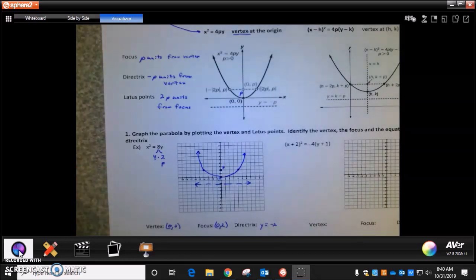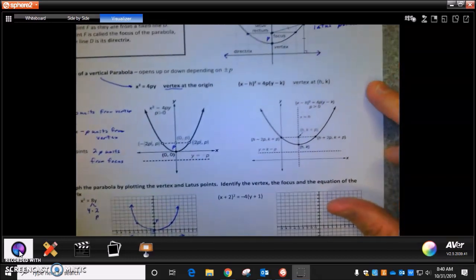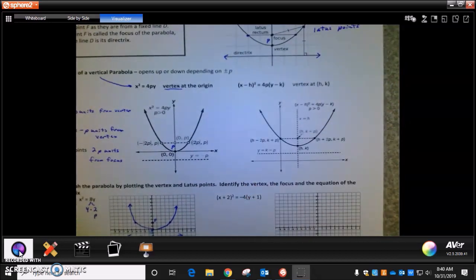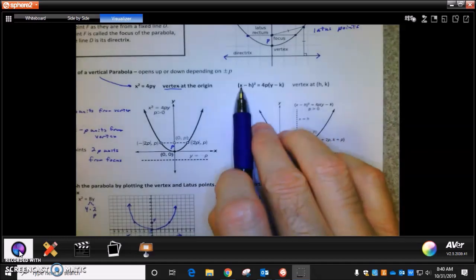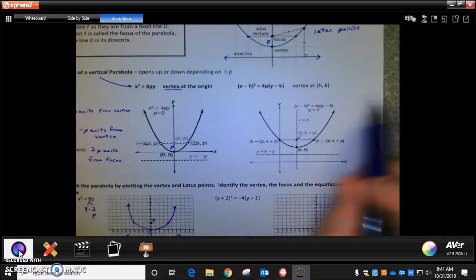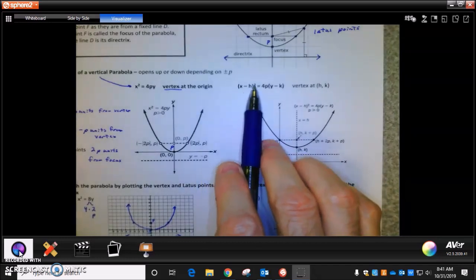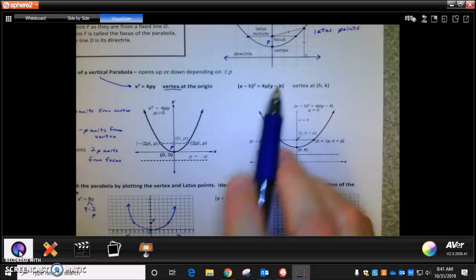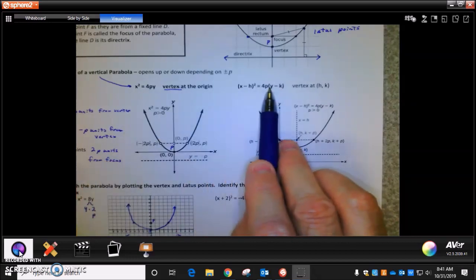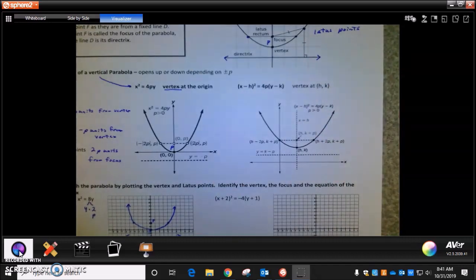Now, parabolas don't have to be centered at the origin. So this would be the example of an equation where the vertex is not centered at the origin. If your x and your y have numbers being added or subtracted to them, that is going to shift where the vertex is. So (x minus h) squared equals 4p times (y minus k). The only thing we've changed is we've taken x minus a number and y minus a number. Those two numbers, h and k, are where your vertex is.